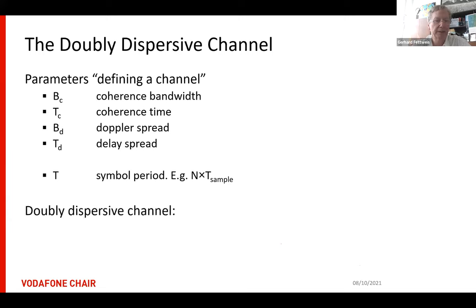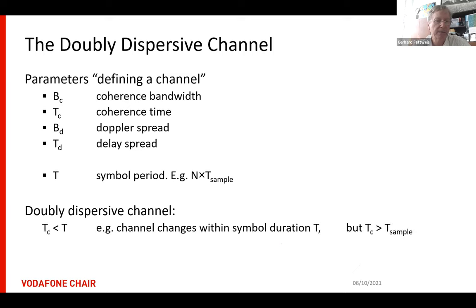Now, a doubly dispersive channel is the special case where our coherence time is equal to or smaller than the symbol period, so that the channel actually changes within the symbol itself significantly enough for us to have to take care of it. But for every channel that we look at, this still means that our coherence time is much larger than the sample time. So we're sampling faster, capturing multiple samples per coherence time interval, but our coherence time is equal, nearly equal, or smaller than the symbol period. Because, for example, we may take an OFDM symbol with 100,000 subcarriers, so our N times T sample would be 100,000 samples, and that means the symbol period could be very long.